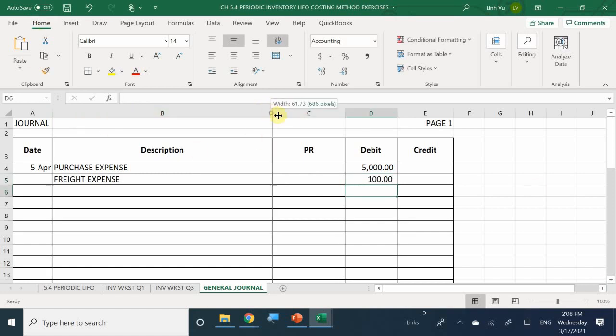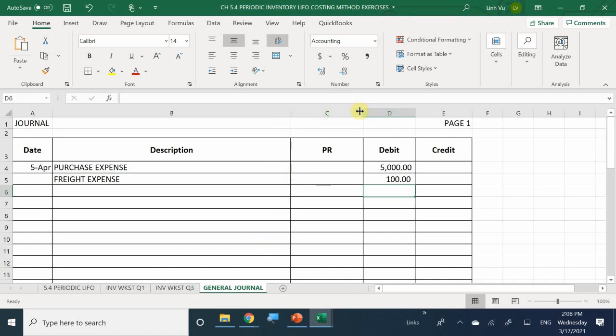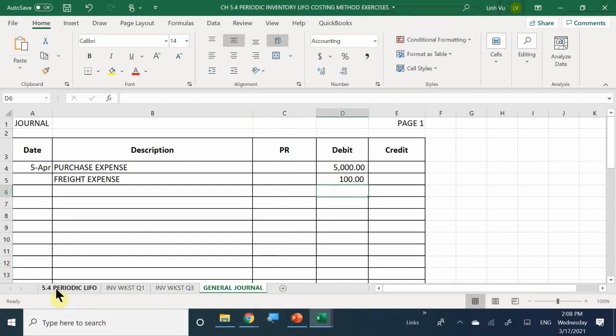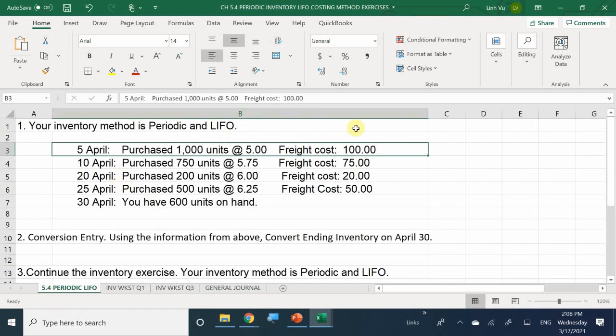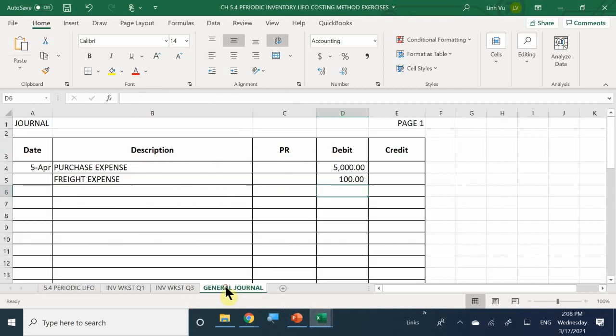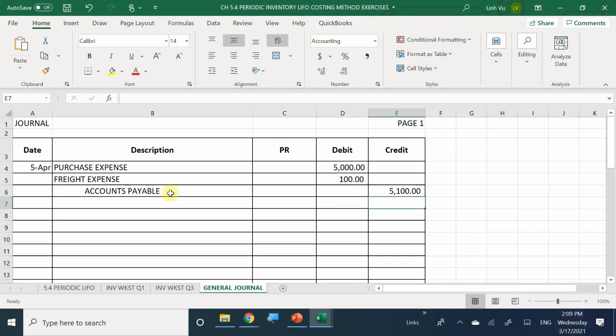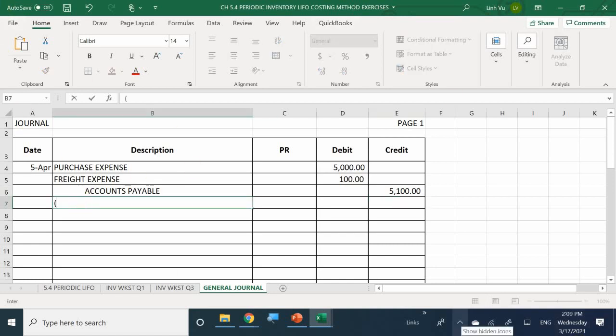So therefore, how did I pay for this? Accounts payable. Yes, right? If we look at the scenario, it should say assume that all purchases are made on account. So yes, we are going to place it in accounts payable. And how much do I owe? $5,100. Good. I'm also going to make a note here that I purchased 1,000 units at $5 each. Okay.